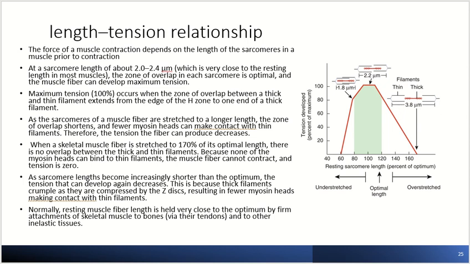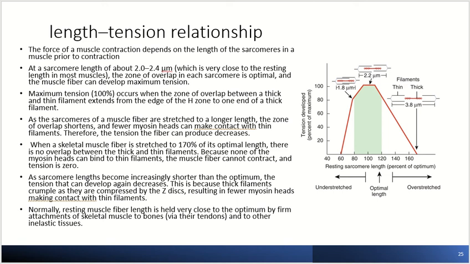So when a skeletal muscle fiber is stretched to 170% of its optimal length, there's going to be no overlap between those thick and thin filaments. And because there's no overlap, none of those little myosin heads are able to bind to the thin filaments, and the muscle fibers are not going to be able to contract. So we're not going to generate any tension at all.